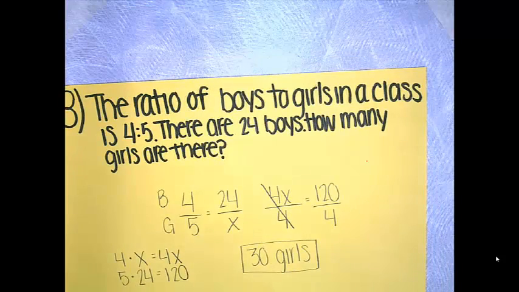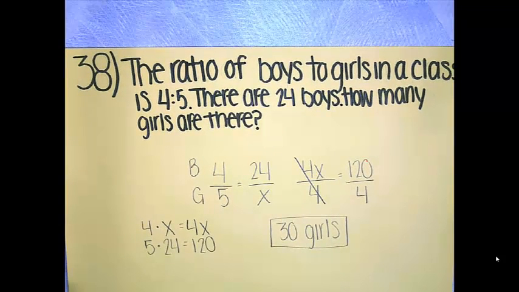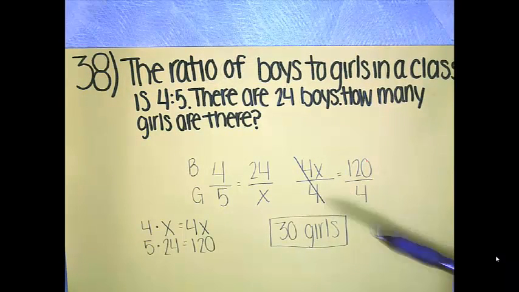The ratio of boys to girls in a class is 4 to 5. There are 24 boys. How many girls are there? So first, I did my boys on the top and my girls on the bottom. So 4 to 5 equals 24 over x, because we don't know the number of girls there are. So you would cross multiply. So 4 times x equals 4x, and 5 times 24 is 120. You would cancel out 4x over 4, and you divide 120 over 4, and I would get 30 girls.